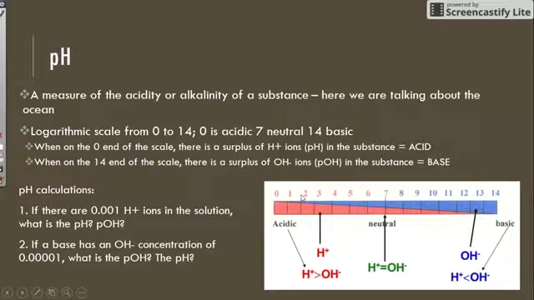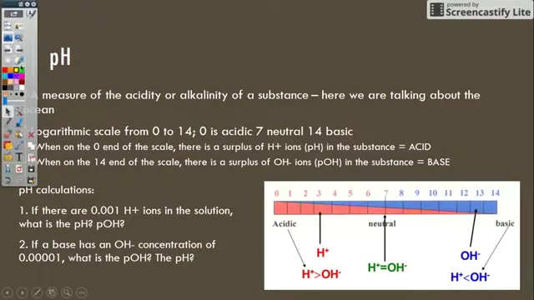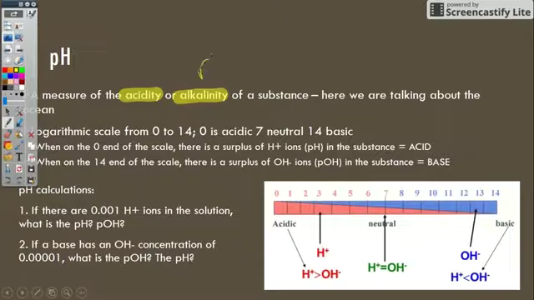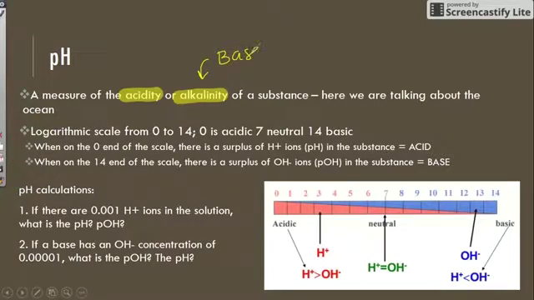So let's talk about pH for a second. pH is a measure of your hydrogen concentration in a solution. So we're going to measure the acidity or alkalinity of a solution. Remember that alkalinity is really just another big fancy word for a base. pH is only talking about H+ ions, okay? When we're talking about bases, we're going to be talking about OH- ions, or hydroxide ions.